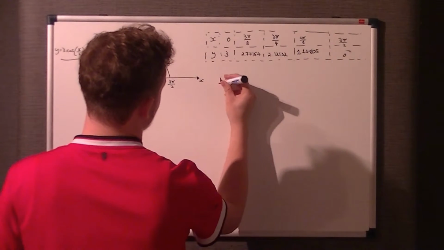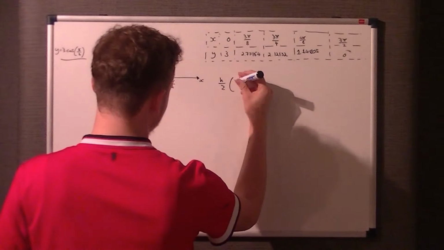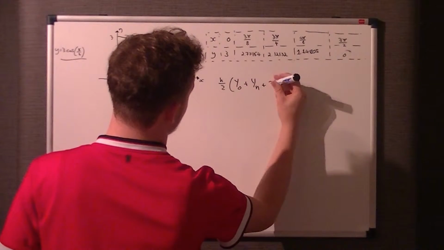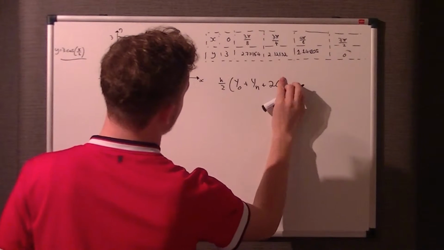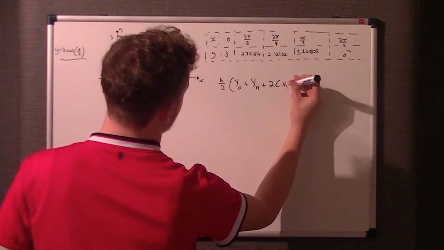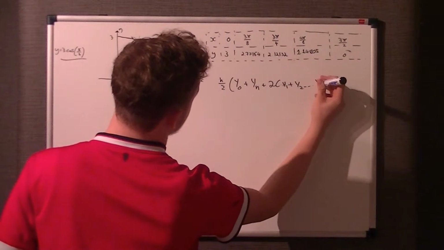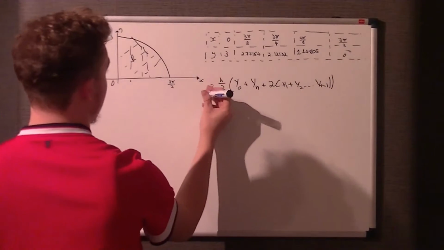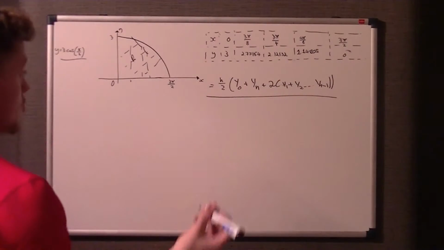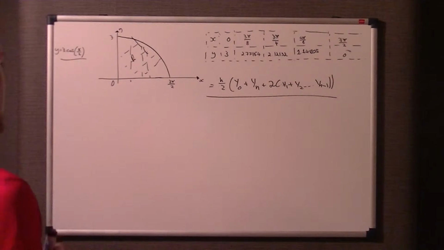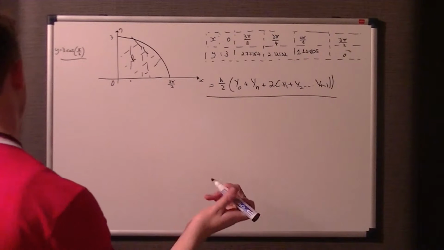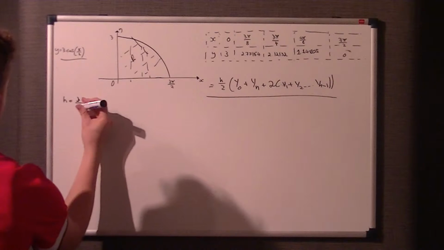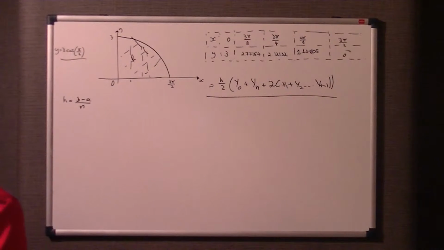It's h over 2, brackets y0 plus yn: the first and last y value, plus 2 times the remaining y values, so y1 plus y2 all the way up to the second to last one, yn minus 1. That's the trapezium rule. Now this h always gets people. h is equal to b minus a over n, with b minus a being the limits and n being the number of strips.